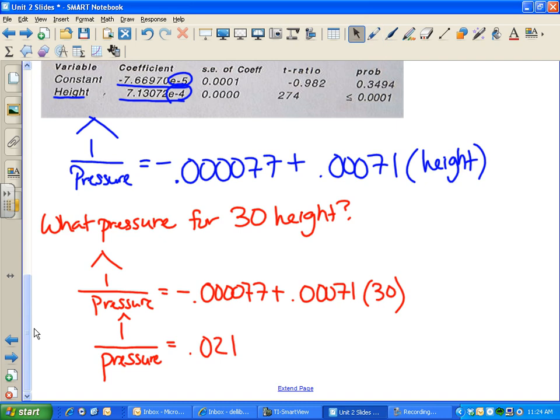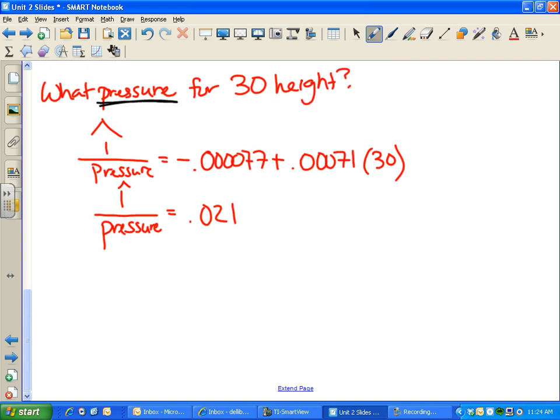There's only one problem. I didn't ask what 1 over pressure would be. I asked what would the pressure be. So I actually have to transform this back. So here's where our algebra skills come in. This is why Algebra 2 is a prerequisite for this class. Okay, I'm going to ignore the hat for just a minute. I have 1 over pressure equals 0.021. I'll put it over 1 so that we have 2 fractions here.